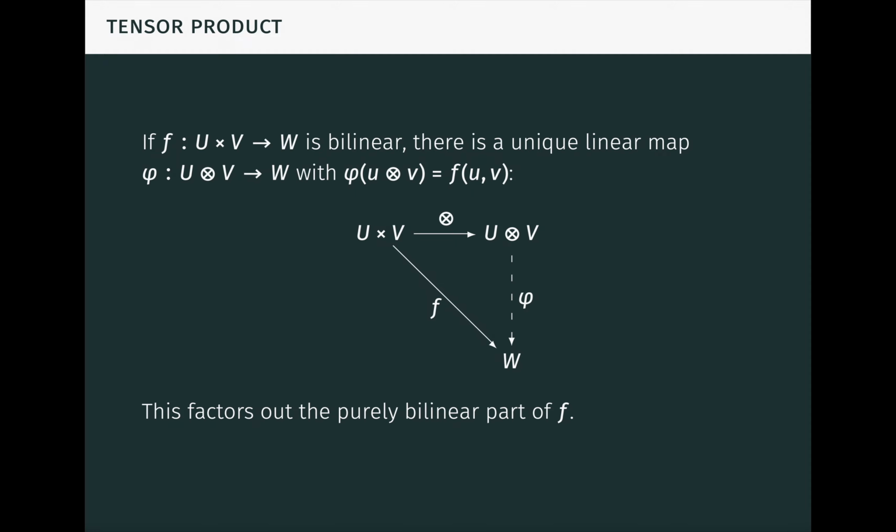This localizes all of the complexity of bilinearity into the tensor product, where we can study it once and for all, separately from the induced linear maps, which are simpler. This is the great power and utility of the tensor product.